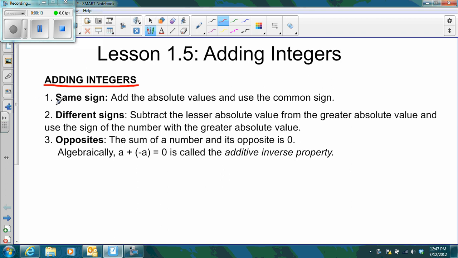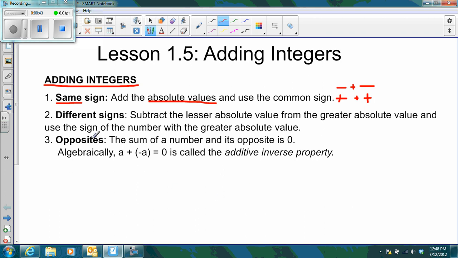The first is if you have two integers, whether they're negative or positive, and they have the same sign. So it's either a positive number plus a positive number, or a negative plus a negative number. You're going to add the absolute values of those numbers and then use the common sign. So if they're both positive, the answer is going to be positive. If they're both negative, the answer will be negative.